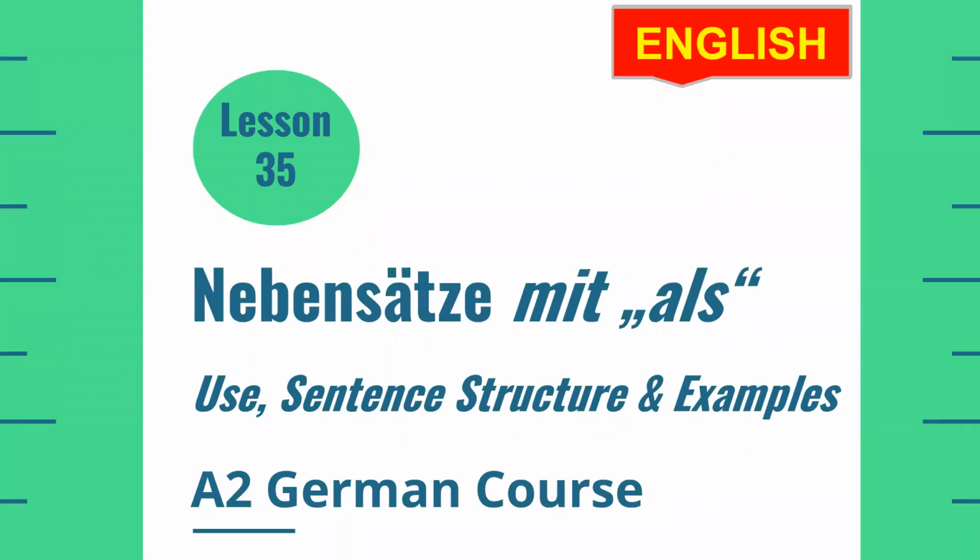Today is lesson number 35 of the A2 level of the German language course, and today's topic is the conjunction als. We will see how we can use the conjunction als, in which scenarios we can use it, and when we want to use it in our German sentences, what sentence structure we have to follow. All this will be done with the help of examples. So let's start the lesson.